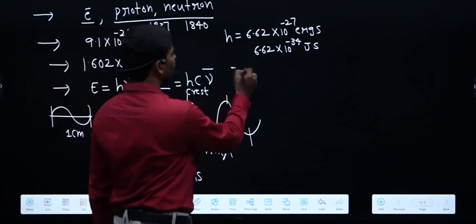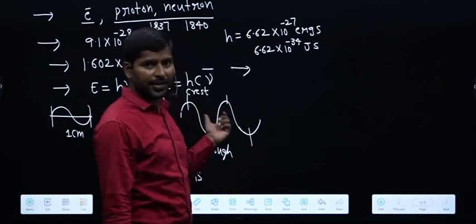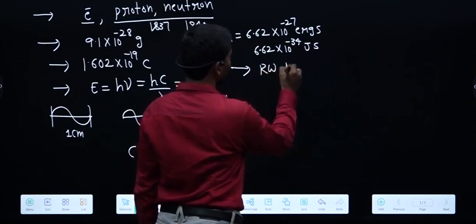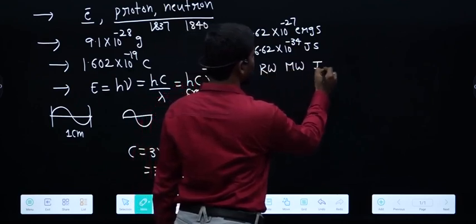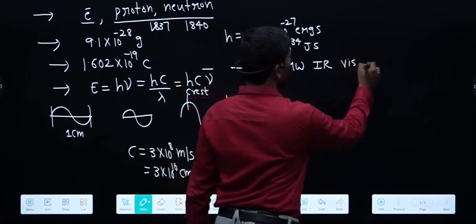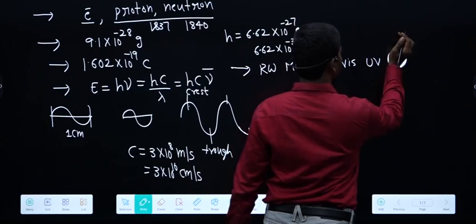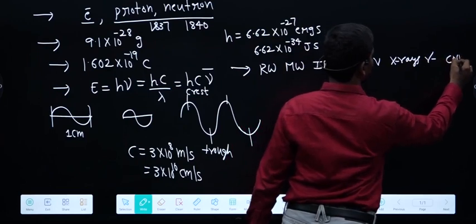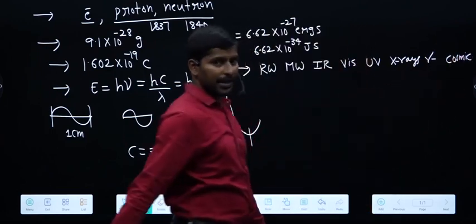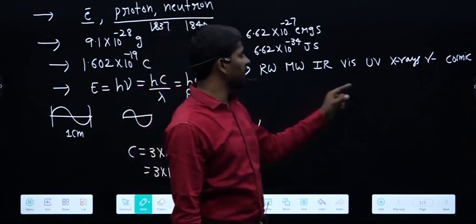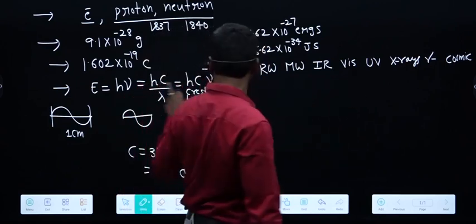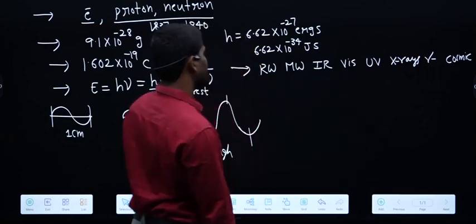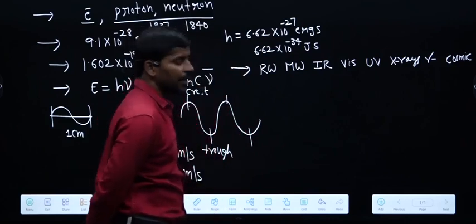So the various regions present under electromagnetic radiation, if you write in increasing order of energy, are radio waves, next microwaves, next IR radiation, visible, UV, next X-rays, gamma rays and cosmic rays. This is in increasing order of energy. Therefore, what about wavelength? Energy increases, so wavelength decreases, frequency increases, and wave number also increases from left to right. This is the order of increasing energy.